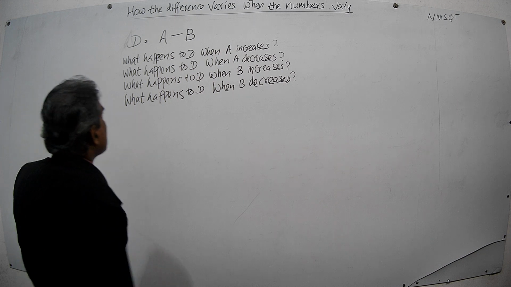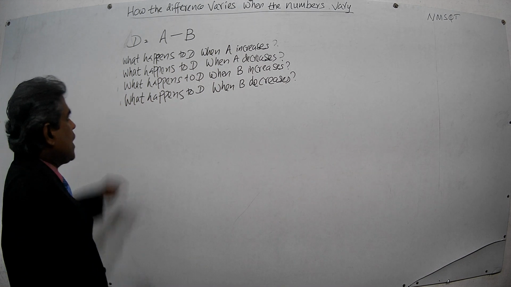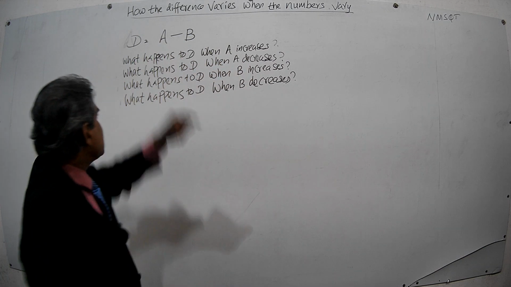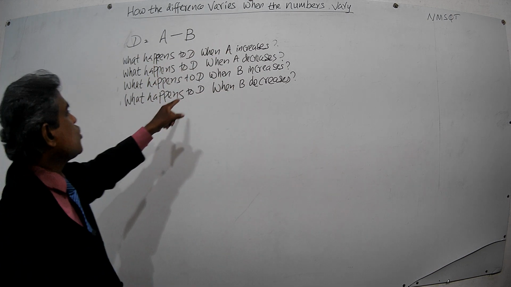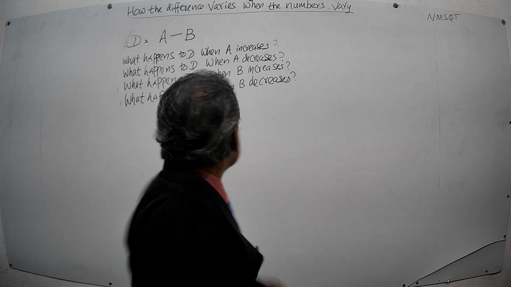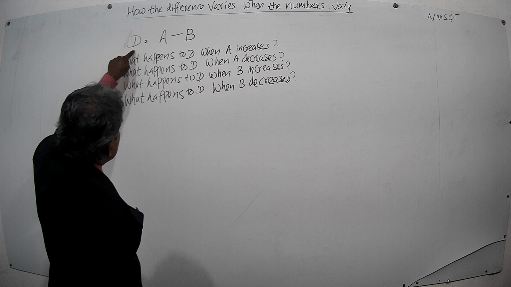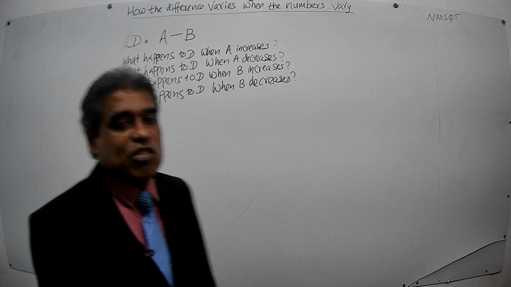Now let's say there are 4 questions that we have to answer. What happens to d when a increases? What happens to d when a decreases? Then what happens to d when b increases? What happens to d when b decreases? So what happens to d when a increases or decreases, and what happens to d when b increases or decreases? That is what we are going to study here.